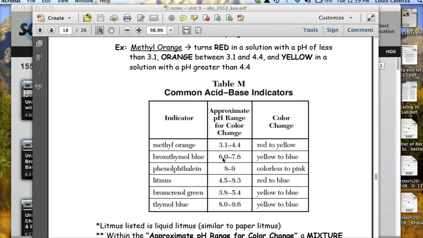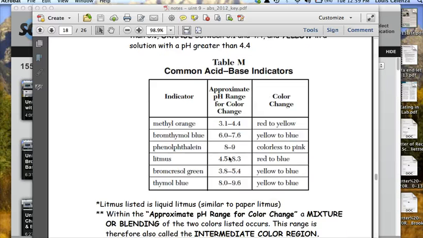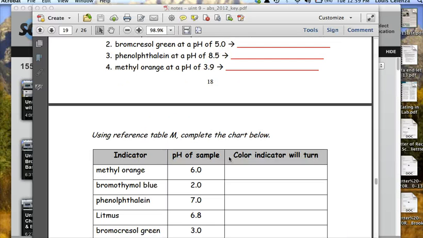If we do bromthymol blue, if the pH is 6.0 or less, it would be yellow. If it's 7.6 or higher, it would be blue. In between would be, of course, a combination of yellow and blue, which would be green. And that's how you would read this table. I'm not going to go through these, but I will go through a couple of these at the bottom. And whatever we don't finish, you definitely do need to finish before you hand this in.